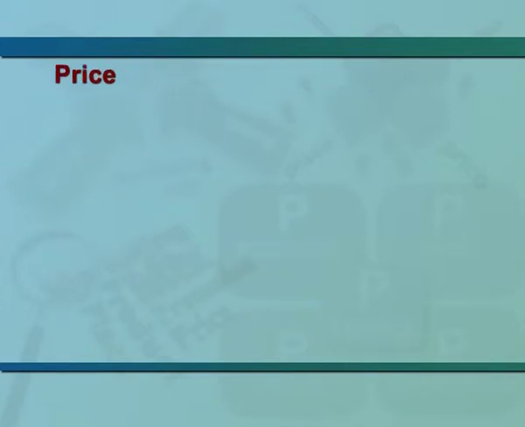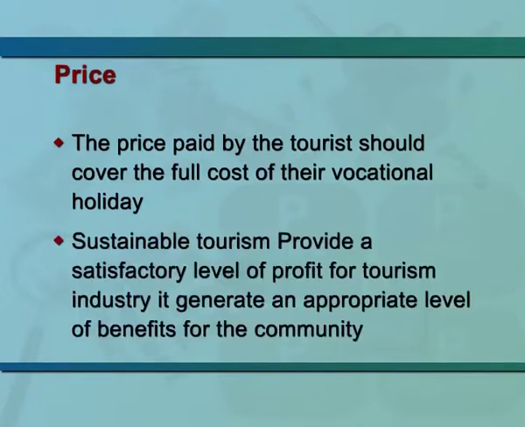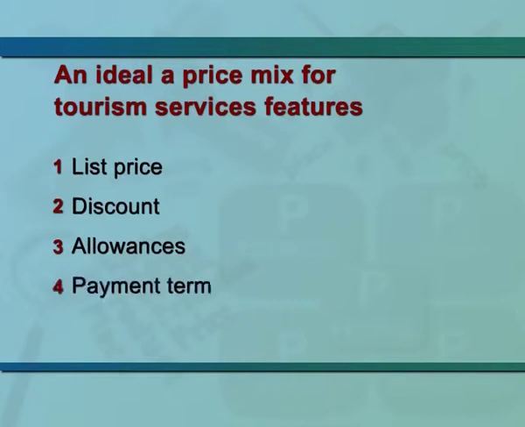The second important factor is price. The price paid by the tourist should cover the full cost of their vacational holiday. Sustainable tourism provides a satisfactory level of profit for the tourism industry as it generates an appropriate level of benefits for the community. The features make an ideal price mix for tourism services, which includes list price, discounts, allowances, payment terms, credit terms. The third important point is place.